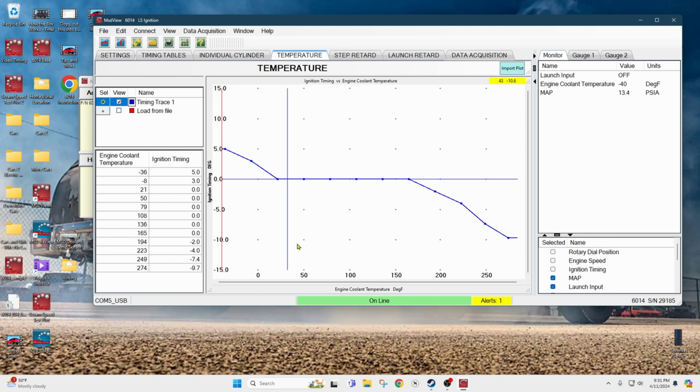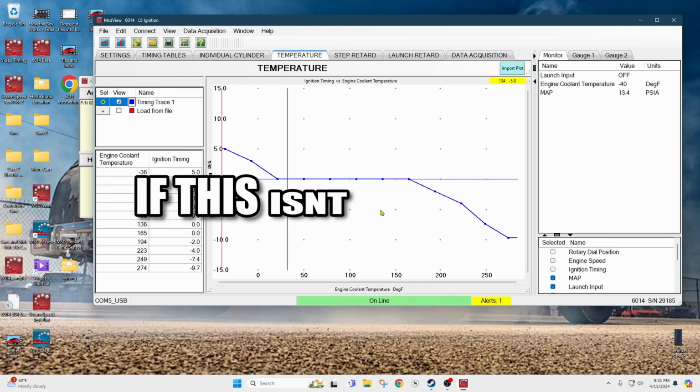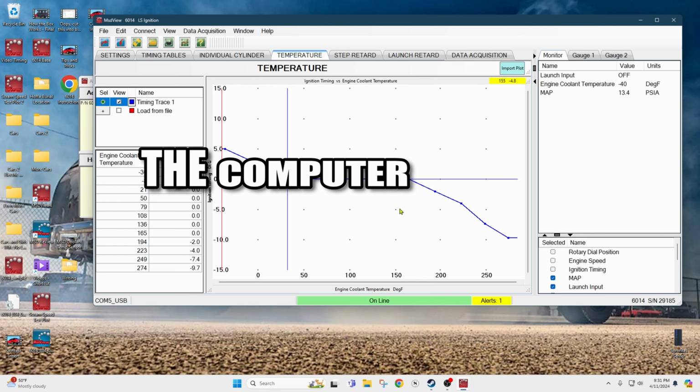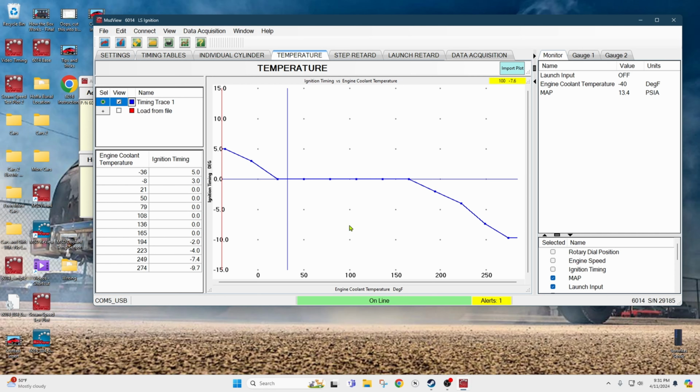The other thing to realize, and this is where some people get led astray, is that just like the MAP sensor, if this isn't plugged in, the computer doesn't know that. It is still going to make whatever you've got in this table happen based on what it thinks the coolant temperature is. And what it thinks the coolant temperature is, if it's not plugged in, is -40. As you can see, that's all the way over here, where this red line is, and you can see that in the base table, it's adding 5 degrees of timing there.